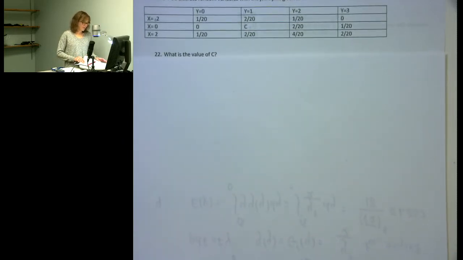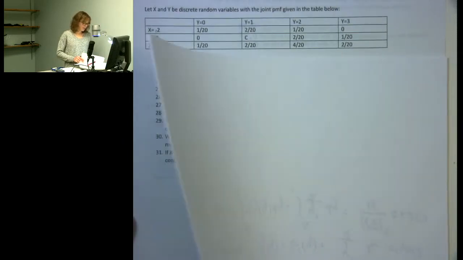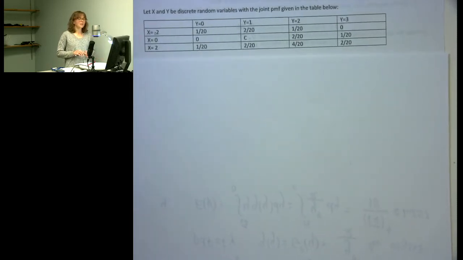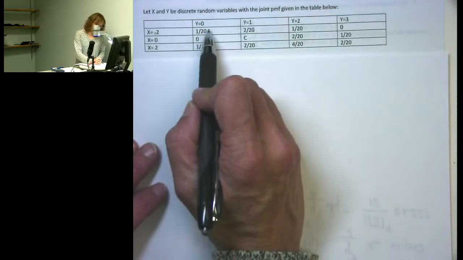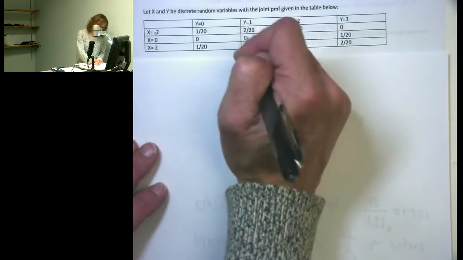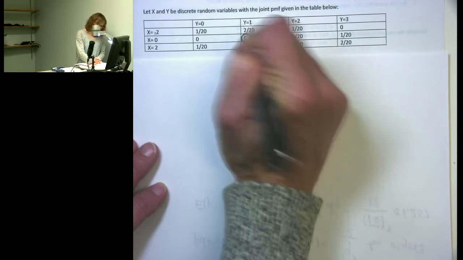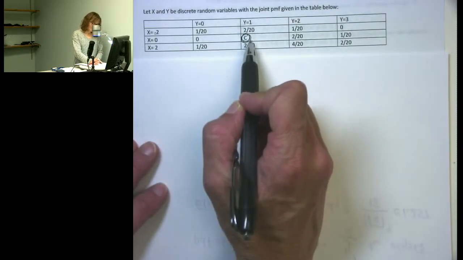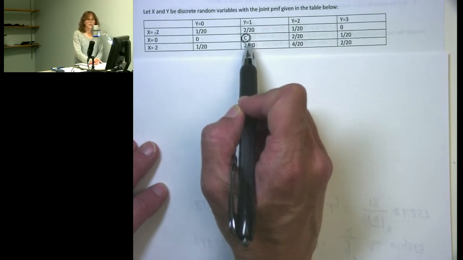This video is going to work through the review exercises for the midterm, questions 22 to 31. This is covering material in Chapter 4 about bivariate distributions of discrete random variables. So we've got x and y, two discrete random variables with a joint probability mass function given below. Notice that I am only given a variable, c, for the probability that x equals 0 and y equals 1. And so I need to first of all figure out what that is.